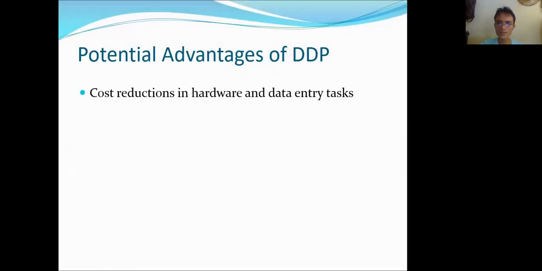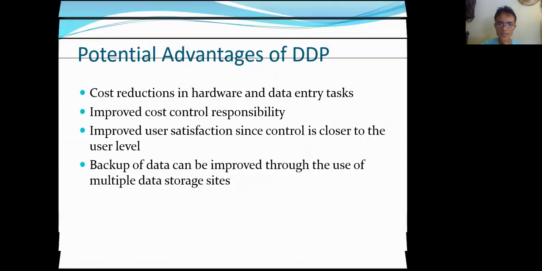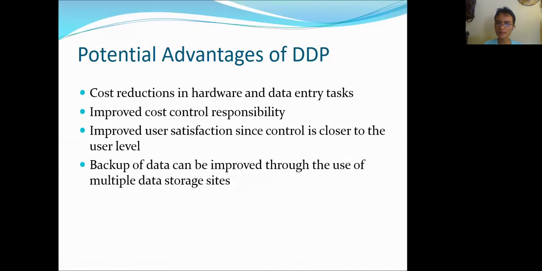Now, what are the advantages of distributed data processing? So we can say that we can reduce the cost. That is because we can eliminate redundant data. We can also minimize duplication of them, and we can focus now on more analytical things.